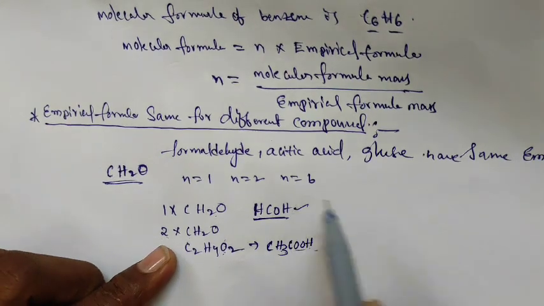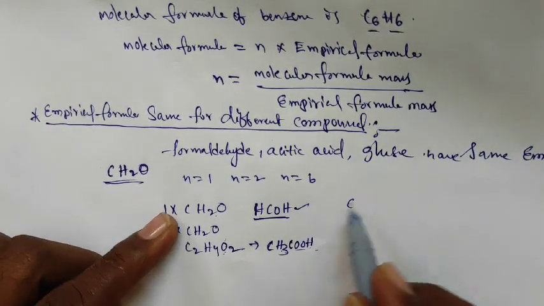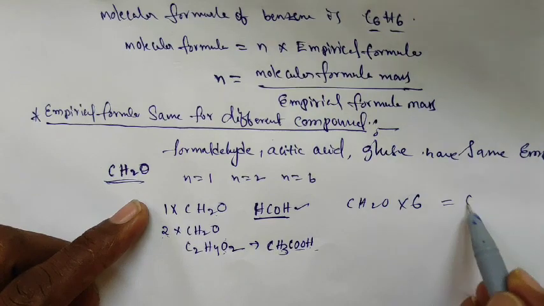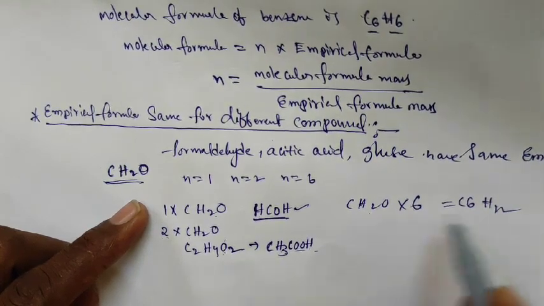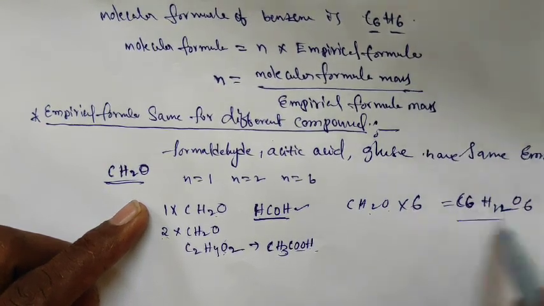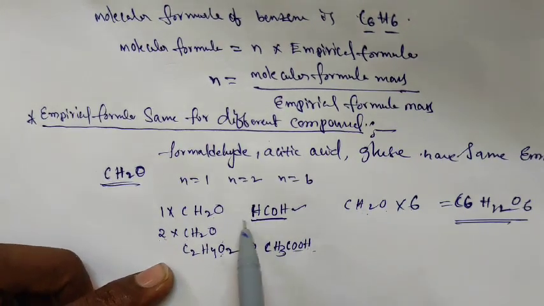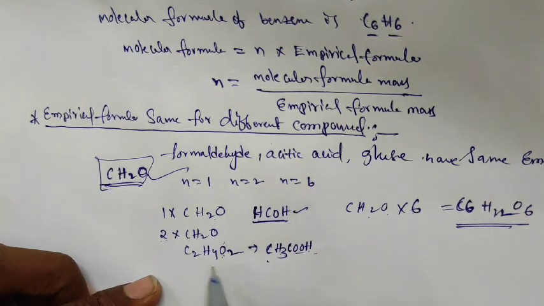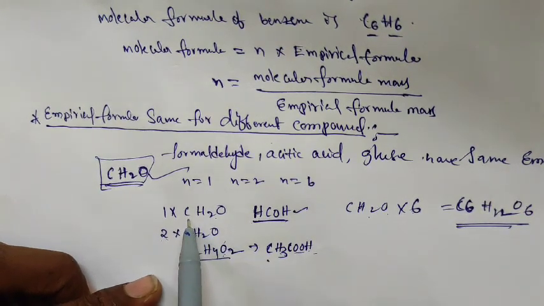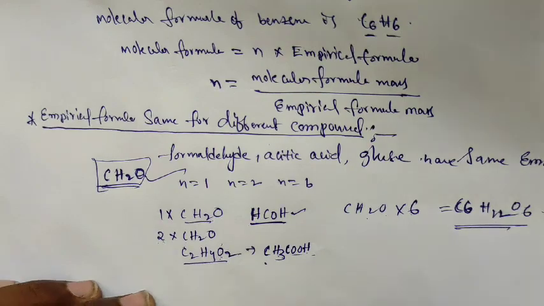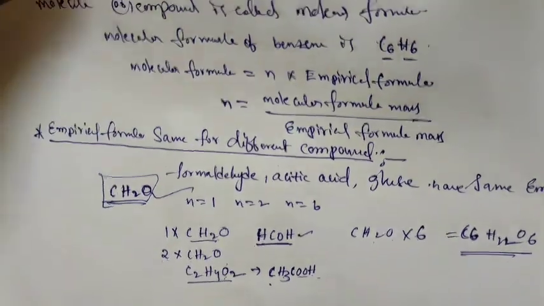If N is equal to 6, CH2O into 6 gives C6H12O6. This is glucose. So the empirical formula of all these three is the same, but the molecular formulas are different: CH2O, C2H4O2, C6H12O6. So the N value is different. Now I will explain this clearly.